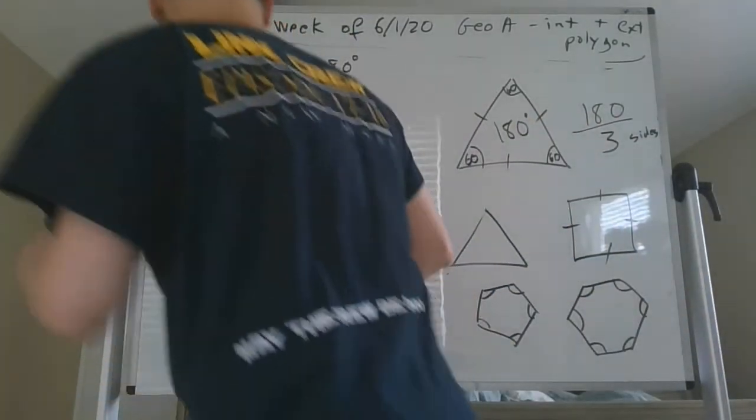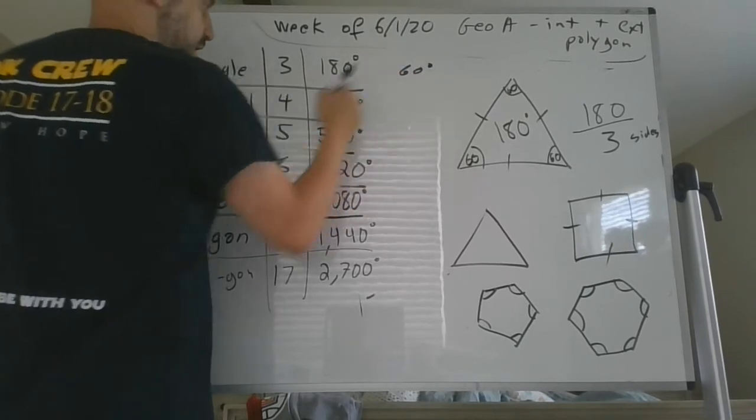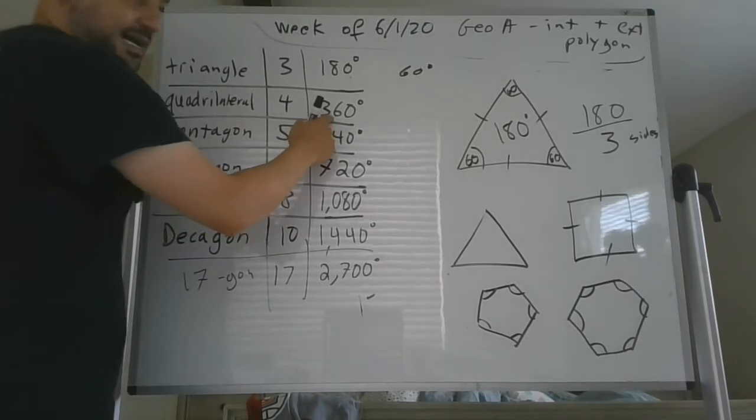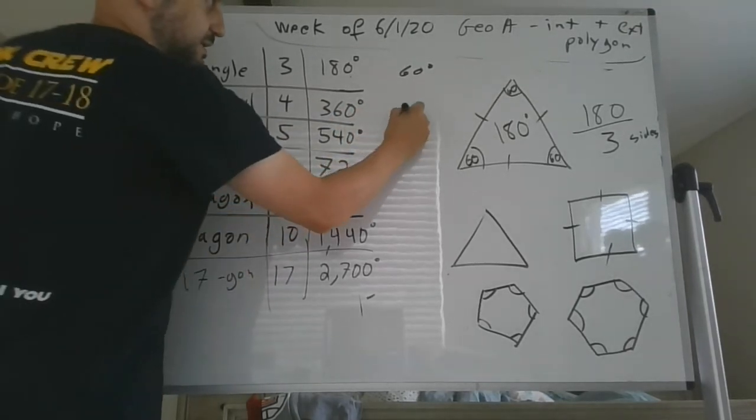So how much would each angle in a regular triangle be? 60 degrees. How do I find each angle in a regular quadrilateral? Take that divided by the number of sides. So I'm going to divide 360 by 4. That's going to give me 90.